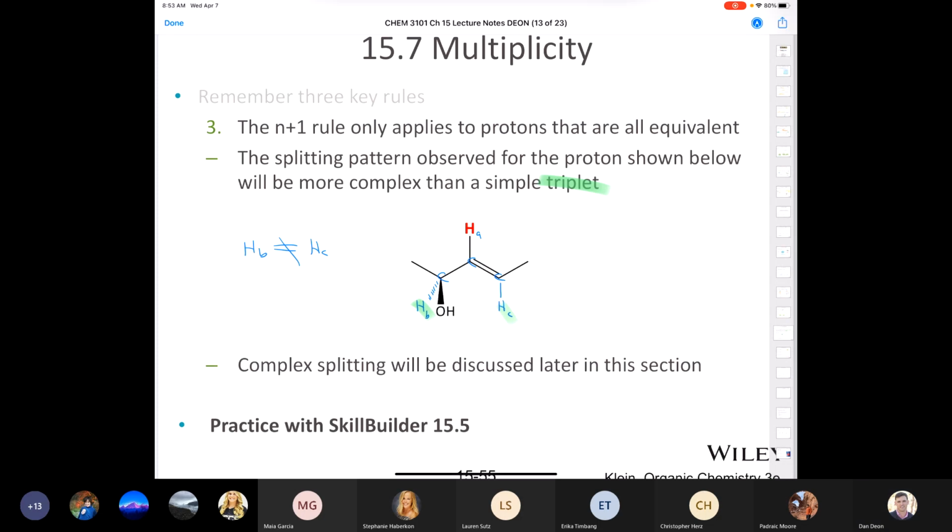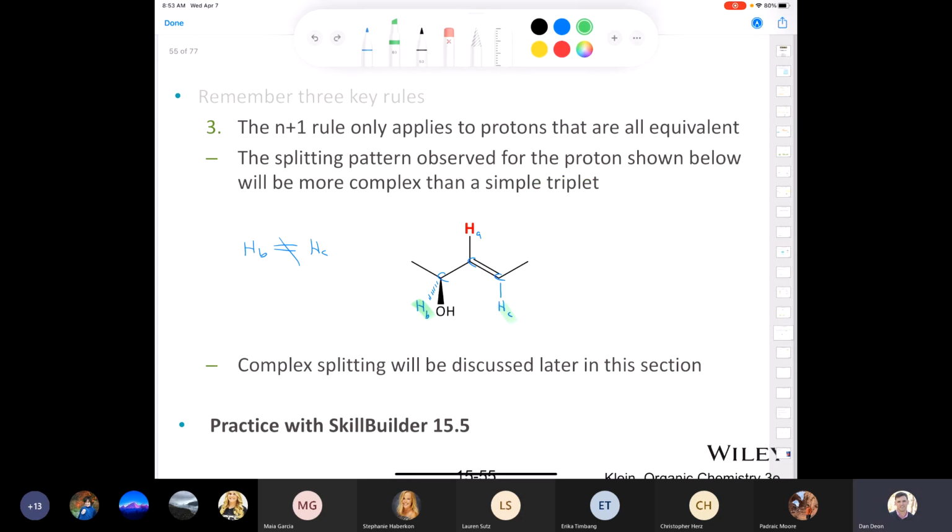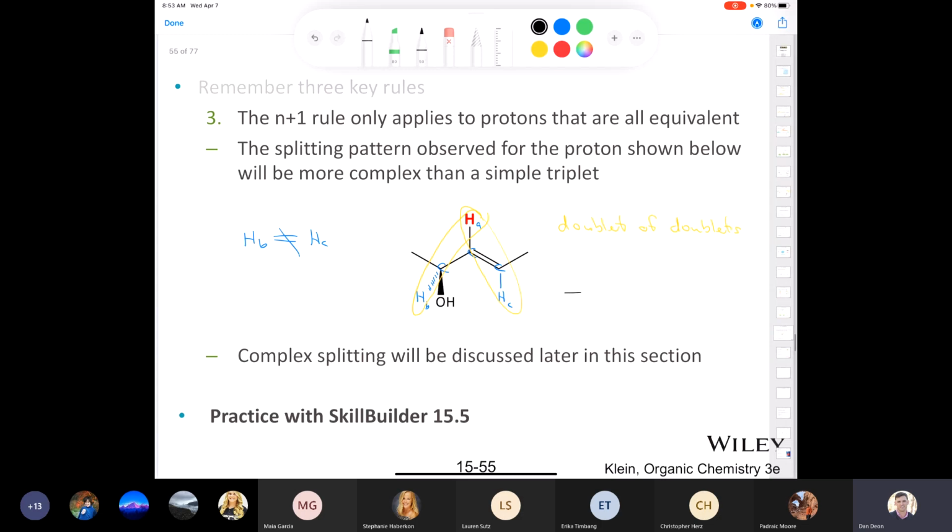Let me back up here and erase some of this to show you. Here's the answer: HA would be split by HC, 1 + 1 gives you 2, so it would give you a doublet. And HA would also be split by HB, which would also give you a doublet, 1 + 1. So you actually end up with what's called a doublet of doublets. And you're like, that wasn't on the first slide of multiplicity. No, it wasn't. A doublet of doublets would look something like this, where you'd have two that are the same height, and then you'd have two more that are the same height right here. So this would be a doublet of doublets.